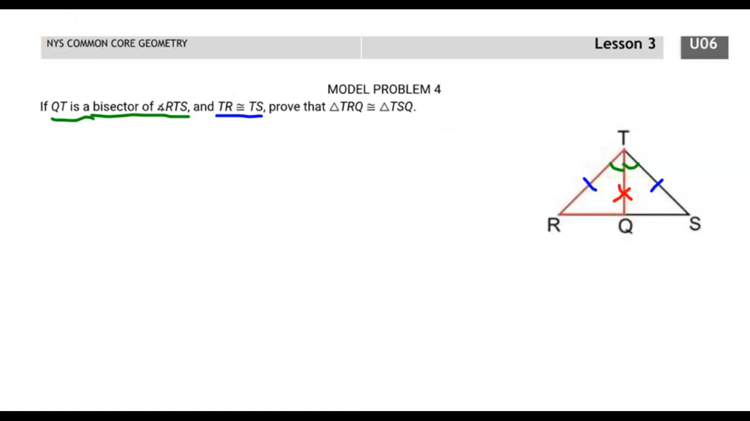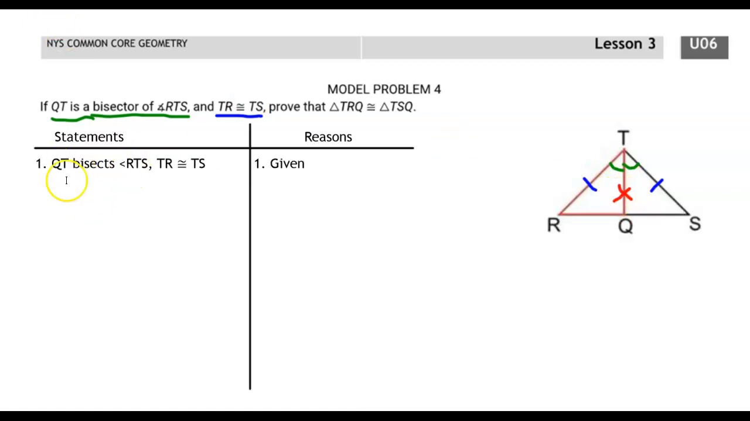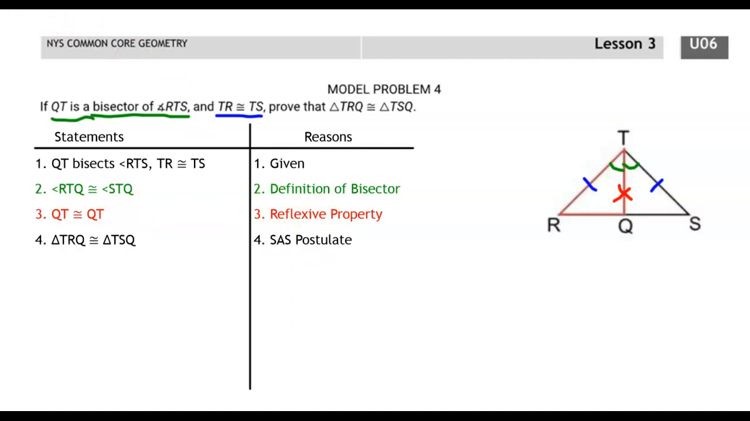All right, here's how the statements and reasons look. First, we're going to write down both of the given statements and say that they're given. And we'll write down that these two angles are congruent to each other because the word bisector means it cuts into two congruent pieces. So we say definition of bisector. We'll write down that QT is congruent to itself. Anytime we say any structure in a diagram is congruent to itself, that is the reflexive property. And last but not least, we'll write down that TRQ is congruent to TSQ because of SAS postulate.